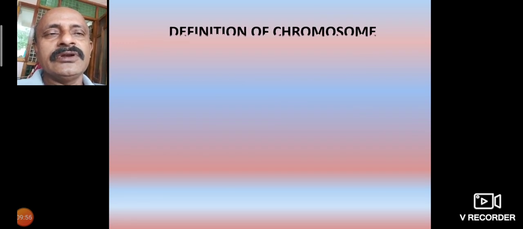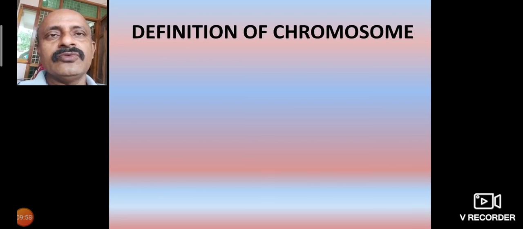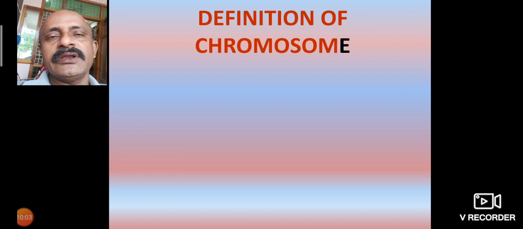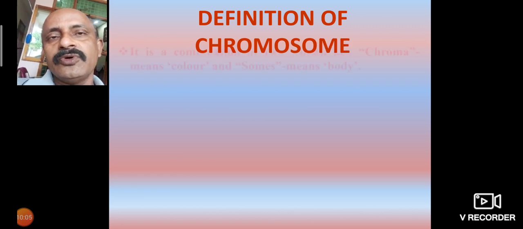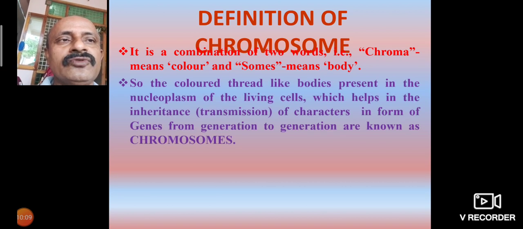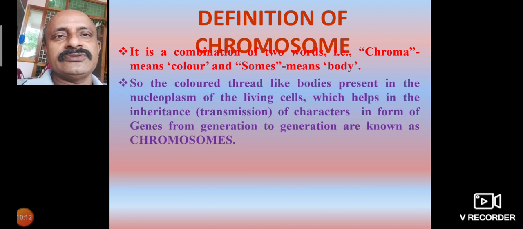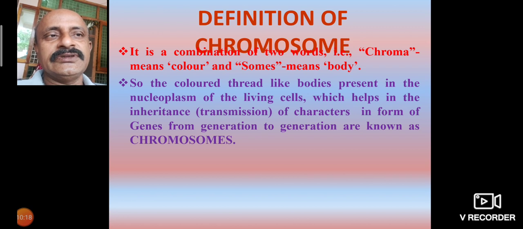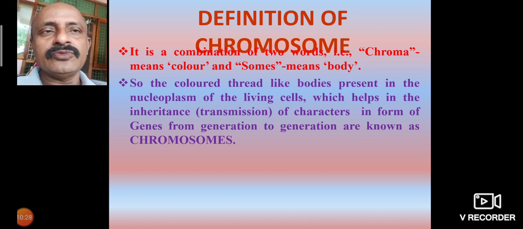What is the definition of chromosomes, and who invented the term? Strasburger was the first to report them. Chromosome is commonly two words: chromo means colored. So the colored thread-like body present in the nucleoplasm of living cells, which helps in the inheritance of characters in the form of genes from generation to generation, is known as chromosomes.